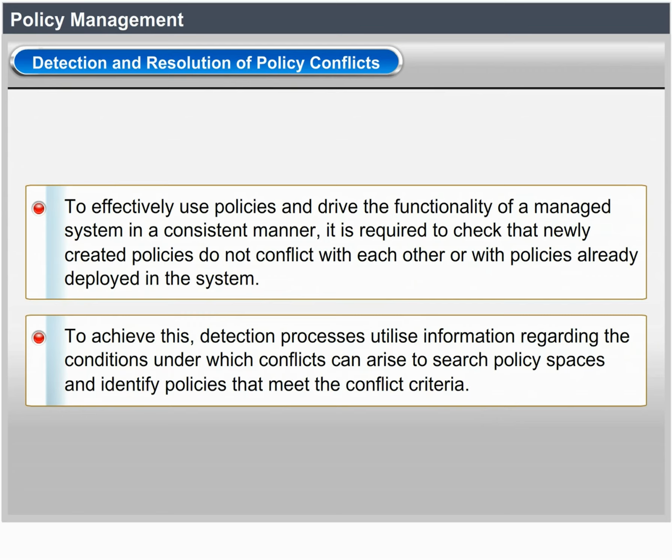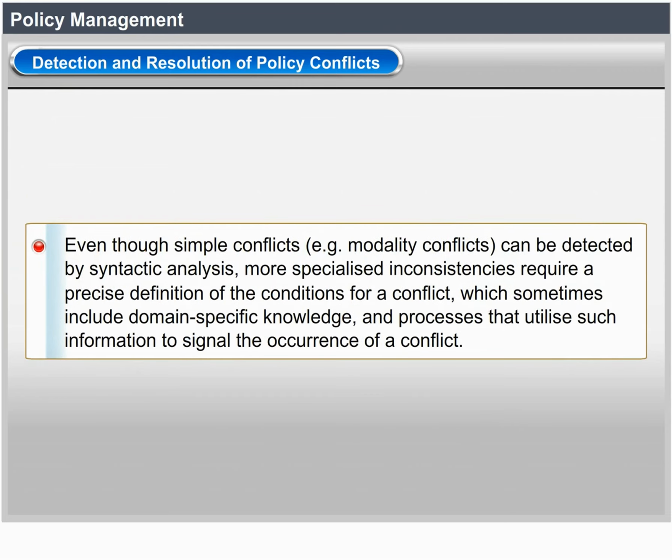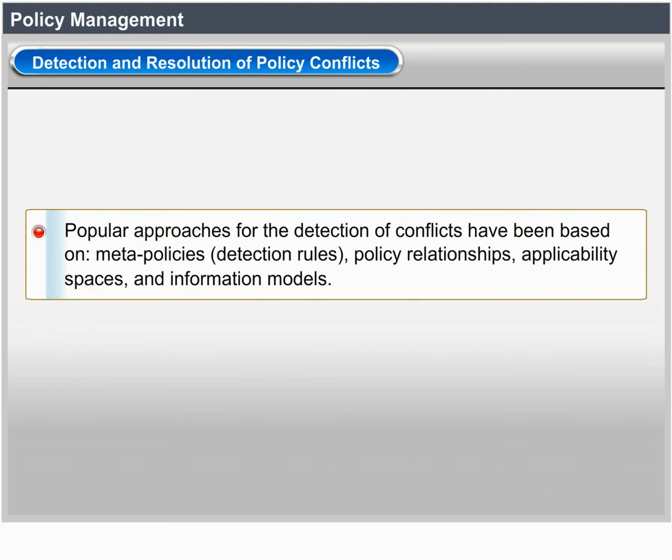Based on the types of conflicts identified in the literature and the different application domains in which they occur, research has concentrated on the development of mechanisms and techniques for their effective detection. Although simple conflicts, for example modality conflicts, can be detected by syntactic analysis, more specialized inconsistencies require a precise definition of the conditions for a conflict, which sometimes include domain-specific knowledge and processes that utilize such information to signal the occurrence of a conflict. Popular approaches for the detection of conflicts have been based on meta-policies, detection rules, policy relationships, applicability spaces, and information models.